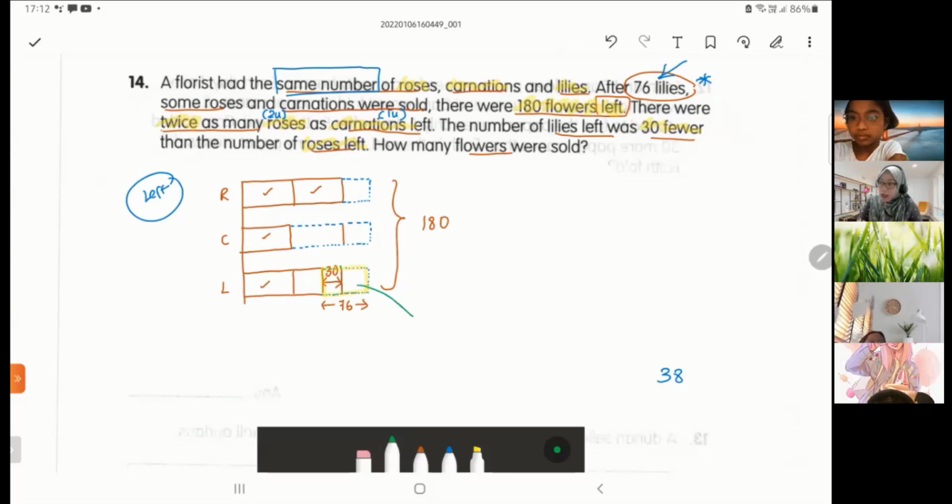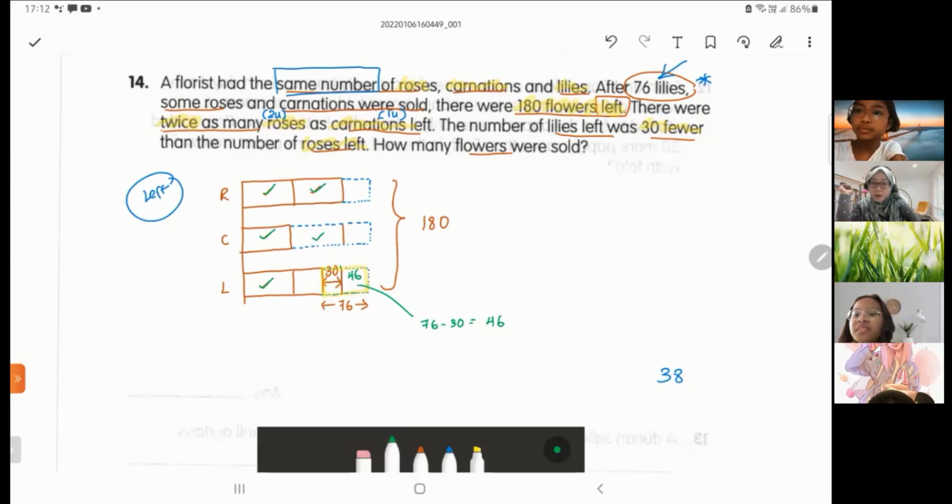Can, right? 76 take away 30. Just to know that part is 46. Just put there 46. Okay. Now, what can we do? 5 units. Can you see that there are 5 equal parts there? 1, 2, 3, 4. Where's one more? 5. My 5 equal parts.